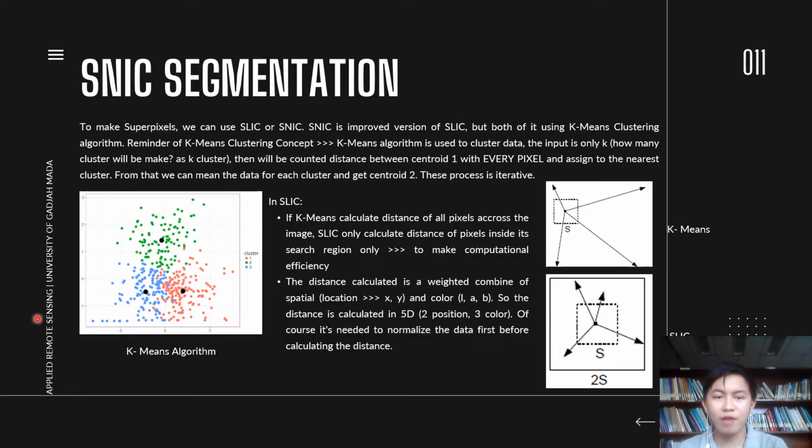As we can see, the left image is the concept of the k-means algorithm. K-means uses k number of clusters. As an example, in this image, we want to classify data into 3 clusters: red, green, and blue. We choose a random pixel as the first centroid. Then each pixel calculates its distance to the centroid and is assigned to the nearest cluster. After that, we calculate the average of the data to get a new centroid, and then repeat the process.